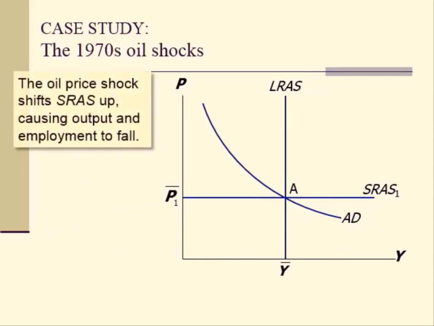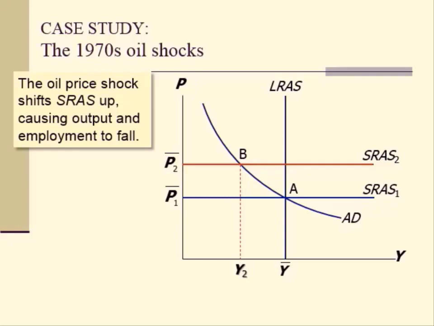So the oil price shock shifts the short-run aggregate supply up, causing output and employment to fall. And by Okun's law, as output falls from Y bar to Y2, we would expect to see unemployment increase above the natural rate of unemployment. So from A to B, the price level goes up, that's the shock, and it decreases output from Y bar to Y2 and increases unemployment, where the new unemployment rate is higher than the natural rate of unemployment.